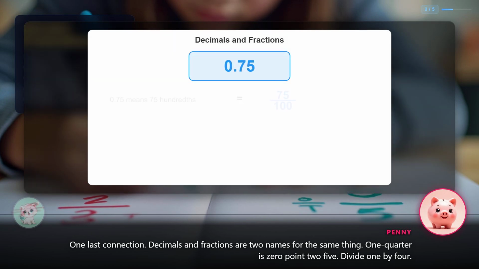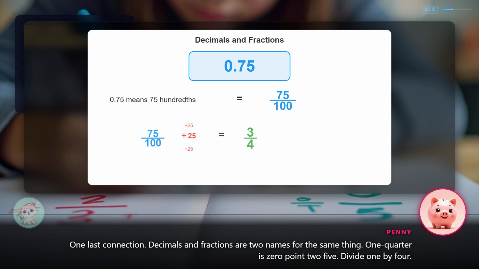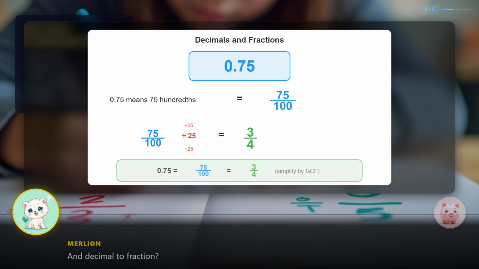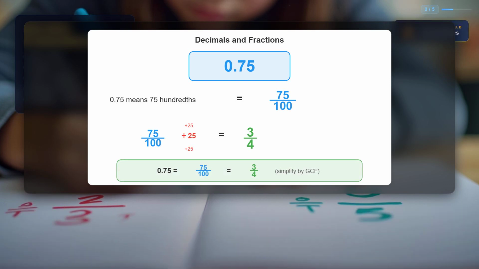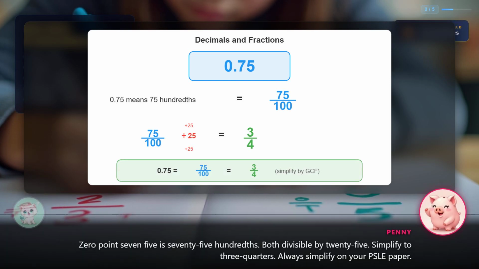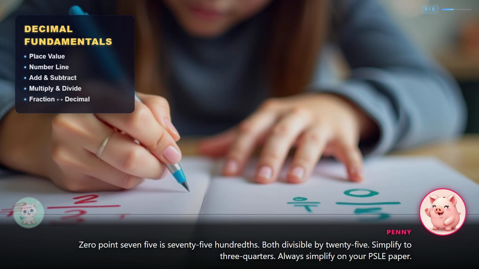One last connection. Decimals and fractions are two names for the same thing. 1/4 is 0.25. Divide 1 by 4. And decimal to fraction? 0.75 is 75 hundredths, both divisible by 25. Simplify to 3/4. Always simplify on your PSLE paper.